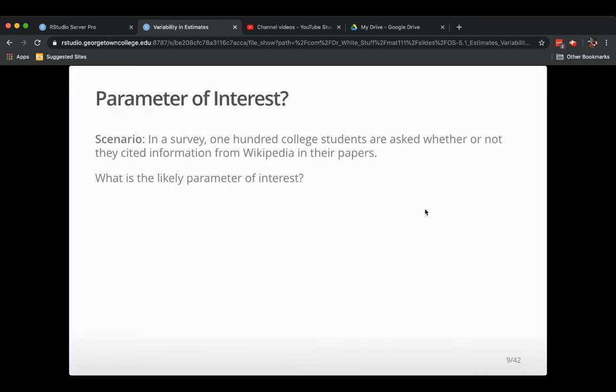Try again. In a survey, 100 college students are asked whether or not they cited information from Wikipedia in the papers they wrote for their classes. What's the likely parameter of interest? Well, here, when you ask that question, a person could say yes. Another person could say no. Yes, I have cited information from Wikipedia in my papers. No, I've never done that.